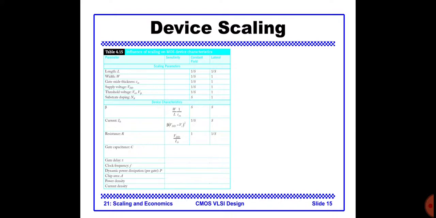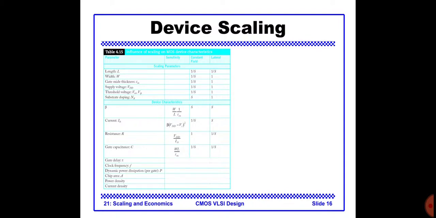The device scaling: the length L is 1 by S, and the gate oxide thickness, threshold voltage level and substrate doping, resistance, the gate capacitance and the gate delay, dynamic power dissipation, the chip area, the power density and the current density.